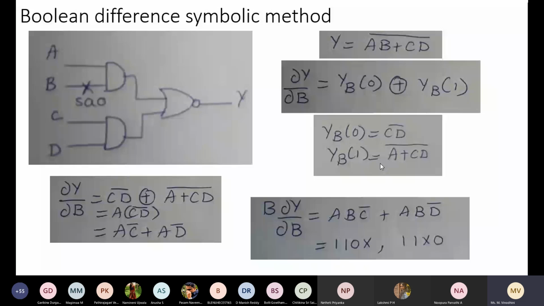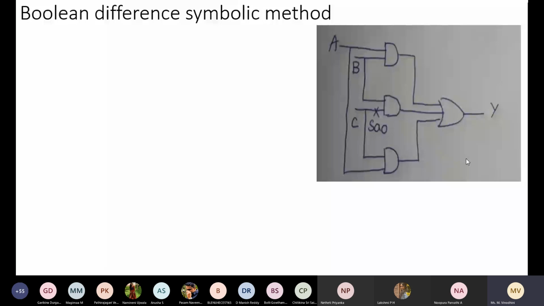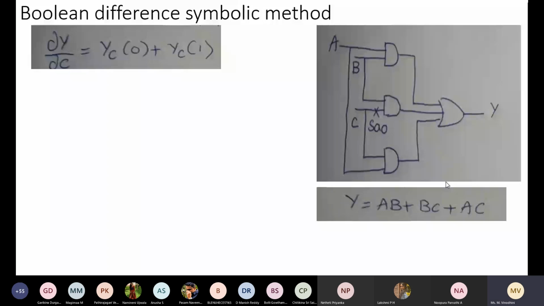So in the last class, I asked you to find the answer for this. Correct? So Y will be AB plus BC plus AC. Next, do Y by do C. I asked you to consider the fault at the input, not at the fan out branch. So YC of 0 plus YC of 1. What is YC of 0? Did you get AB? Yes, YC of 0 is AB. YC of 1 will be AB plus B plus A. Did you get this? Yes, ma'am.